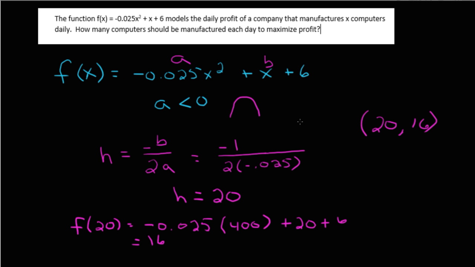The question was, how many computers should be manufactured every day to maximize profit? The answer is 20. In order to maximize profit, you want to make 20, and then that vertex point is at 20 and 16. So that's a practical use of this type of problem. When you want to find out what the maximum or minimum is, again, all they're asking for is what's that vertex point? What's the x coordinate of that vertex? And in this case, it's going to be 20.